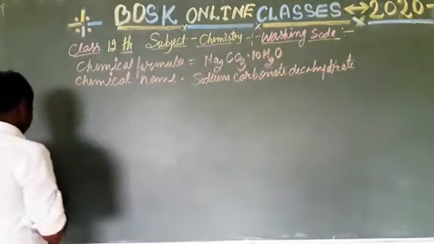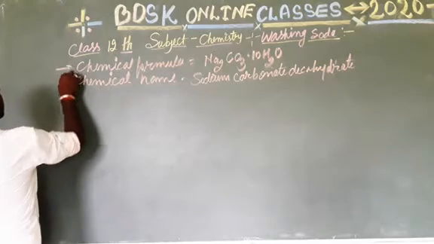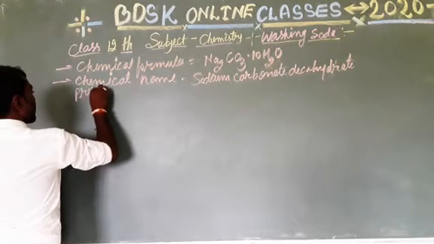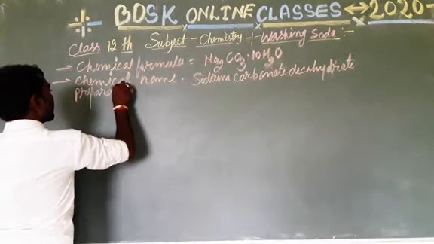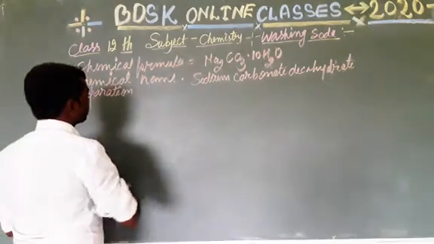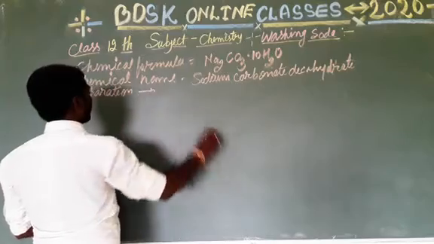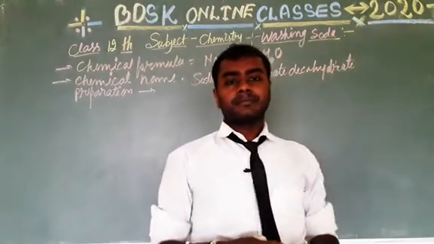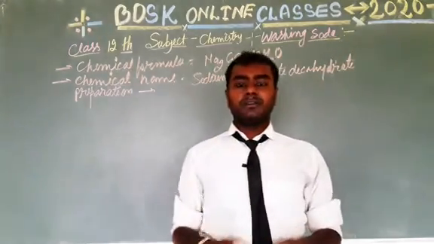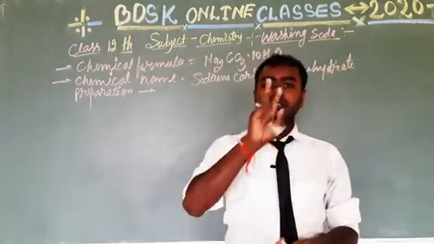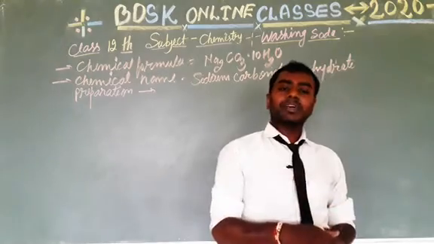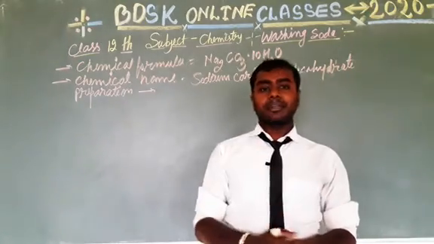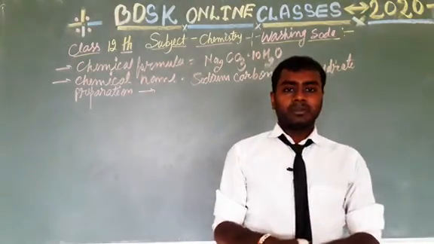Next is preparation. Okay, dear students, washing soda is prepared from a concentrated solution of sodium chloride in the following 3 steps. Okay, step 1.